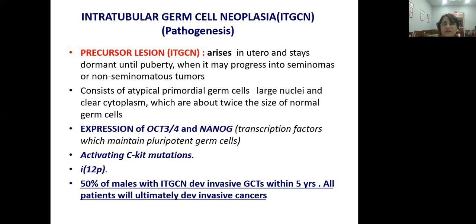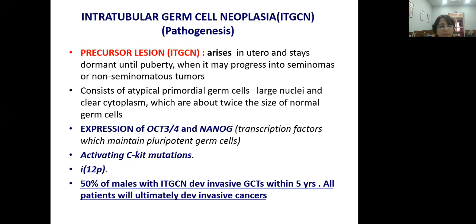And this precursor lesion consists of primordial germ cells. These primordial germ cells are about twice the size of normal germ cells. They are large. They have large nuclei, large clear cytoplasm. And these precursor lesions express the markers OCT3 and 4, OCT4, and NANOG, which are transcription factors which maintain the pluripotency of the germ cells. In addition, these germ cells are also associated with activating mutations in the c-kit proto-oncogene. Then isochromosome 12p is present.